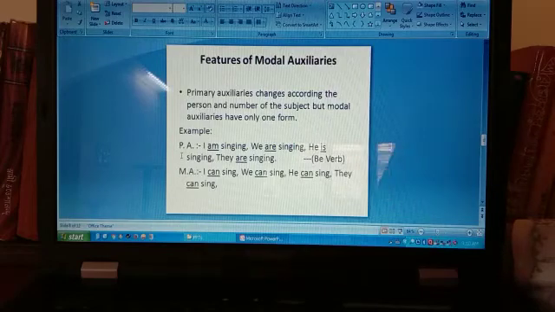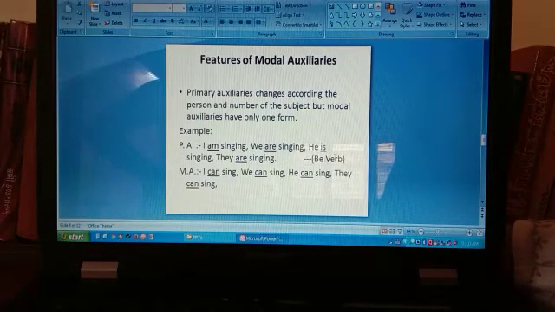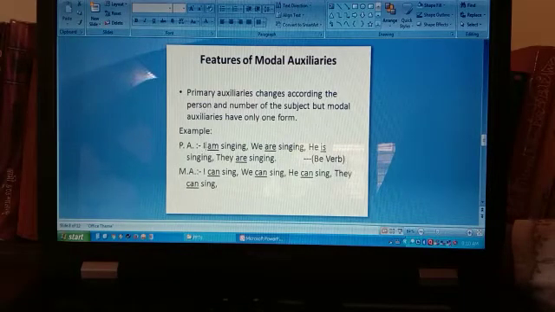Primary auxiliaries: I am singing, we are singing, he is singing, they are singing. Now here am, are, is, these are the forms of be verb. But this be verb is changing here according to the number and person of the subject. What is the number and person of this subject? I. I is a first person singular number. So here the be form is am.